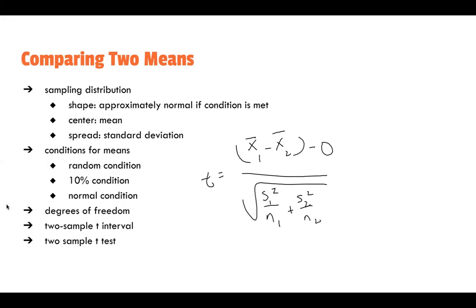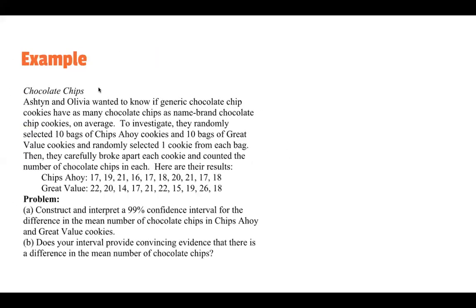Okay, time for an example. We also talked about this one. It's about chocolate chips. Basically, we want to see if generic chocolate chip brands, basically Great Value in this case, versus the name brand chocolate chips, Chips Ahoy, we want to see which one has more chocolate chips on average. In other words, or more specifically, actually, we want to see if Chips Ahoy has greater chocolate chips than Great Value, because we suspect that name brand chocolate chips are better than generic chocolate chips. This one's a confidence interval, like I promised.